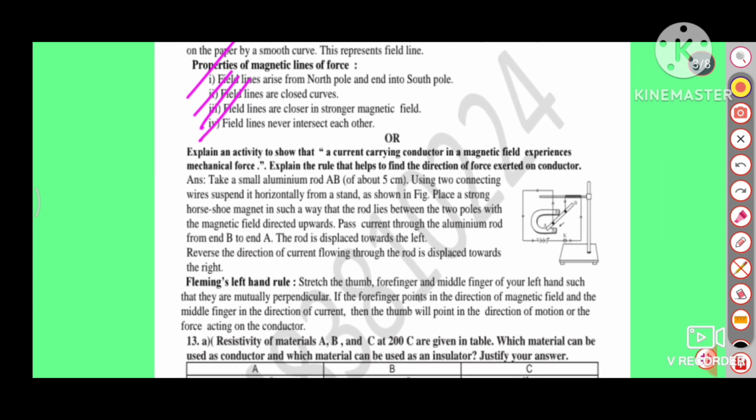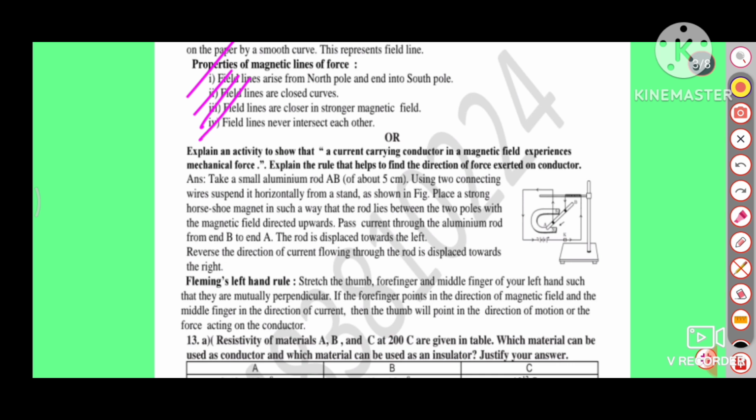Next question: explain an activity to show that a current carrying conductor in a magnetic field experiences a mechanical force. Explain the rule that helps to find the direction of force exerted on the conductor. Show this figure in your answer.